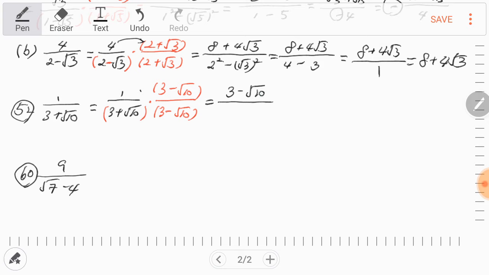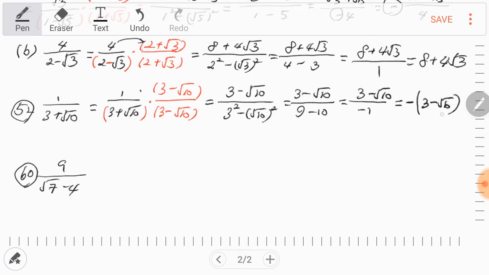And the bottom is what? A squared minus b squared. 3 squared minus square root of 10 squared. So 3 minus square root of 10 over 9 minus 10. And then the denominator is negative 1. So since the denominator is negative 1, we can put the negative to the front. If you move it to the front, what happens? Move it to the front, then we have to put parentheses, which is the whole numerator.